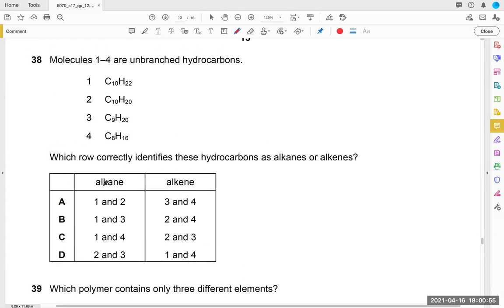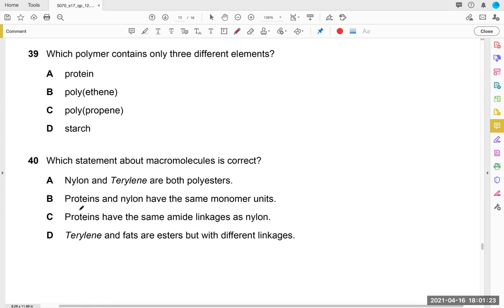Molecules 1 to 4 are unbranched hydrocarbons. Okay, straight chain. Which row correctly identifies these hydrocarbons as alkanes or alkenes? You just have to identify the general formula. Alkenes have double the hydrogen than carbon. So this is alkene, this is alkene, this is alkane, this is alkane. So 1 and 3 are alkane and 2 and 4 are alkene. So that's the answer.